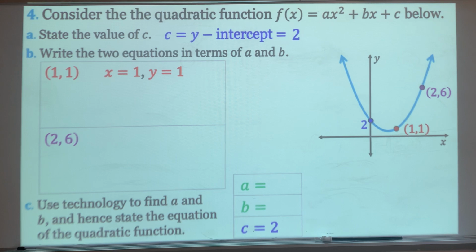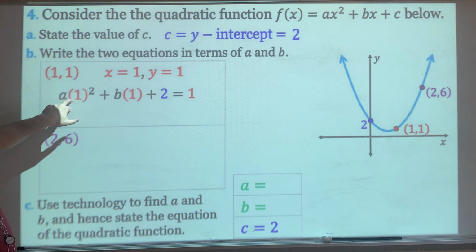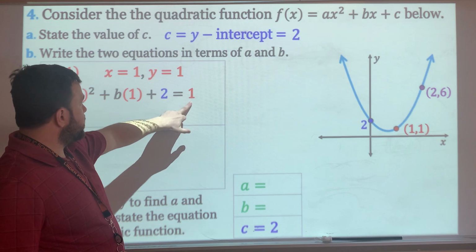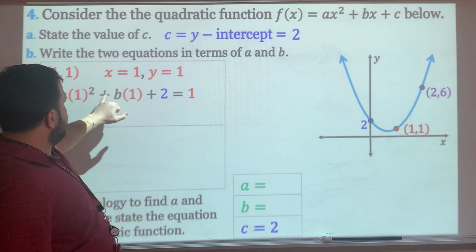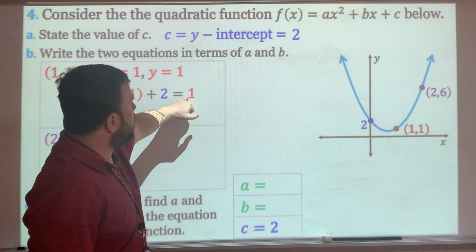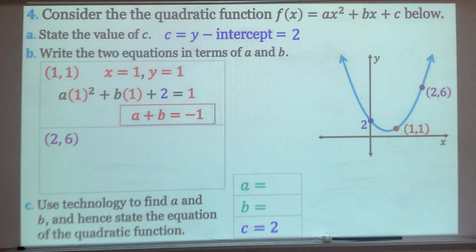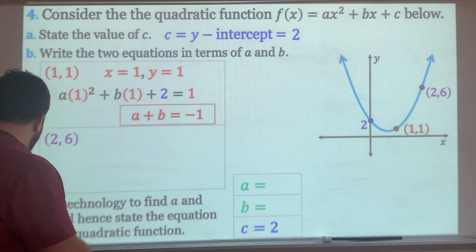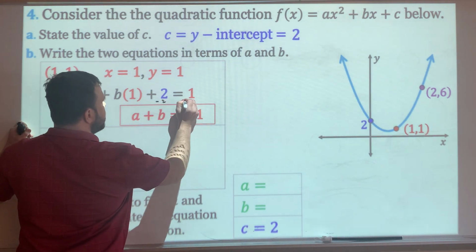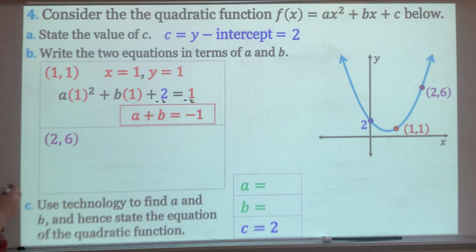All right, so what you should have written was a times 1 squared plus b times 1 plus 2, which is your C, equals 1. A plus b plus 2 equals 1. So I'm going to subtract 2 from both sides. 1 minus 2 is -1. So you get a plus b equals -1, and all I did here, you don't need to see it, is subtract 2 from both sides to get -1. So we got a nice, teeny, good equation.